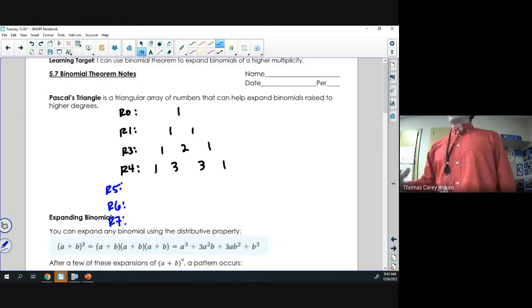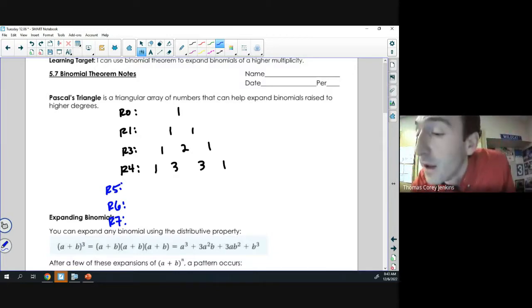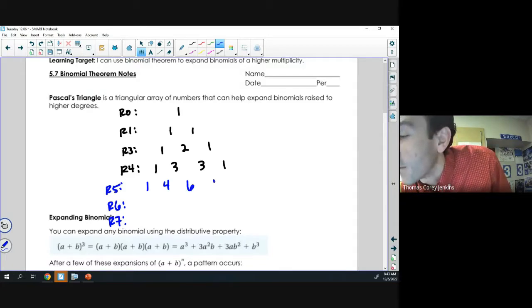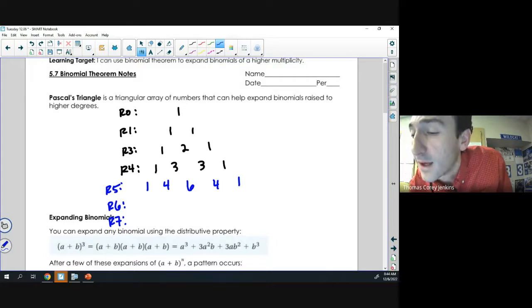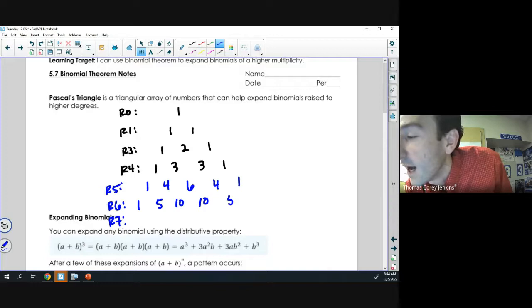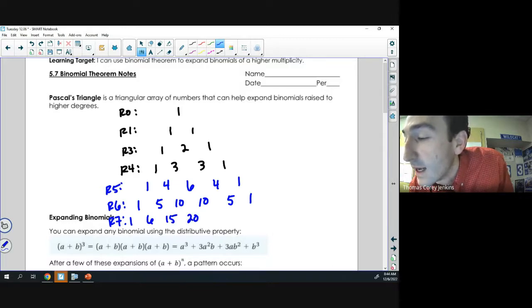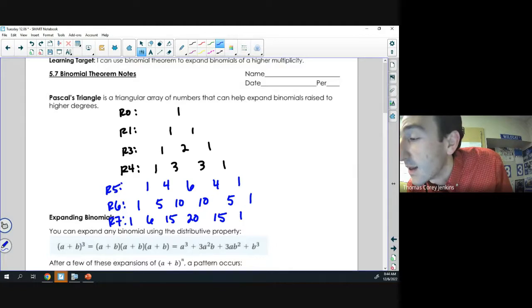All right, so the answer to the question, where are the non-1 numbers coming from? It's just the sum of the 2 that it's in between, okay? So you always start with a 1. To know what comes next in row 5, you're thinking 1 plus 3. So 4, if you had 4 there, you got it. And then 6 in the middle, 4, and then 1. Okay, row 6 would be 1, 5, 10, 10, 5, 1. And then row 7 would be 1, 6, 15, 20, 15, 6, and 1.